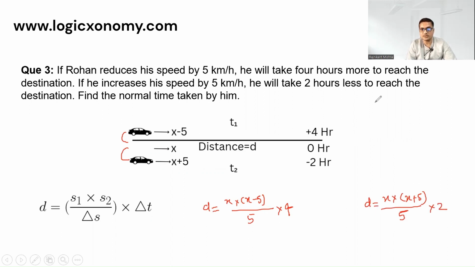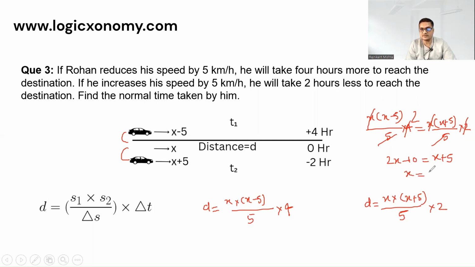Now compare both the equations. x minus 5 by 5 into 4 is equal to x into x plus 5 by 5 into 2. 5 cancels out. 2, x cancels out. 2x minus 10 is equal to x plus 5. 2x minus x is equal to x. 10 plus 5 is equal to 15 km per hour.